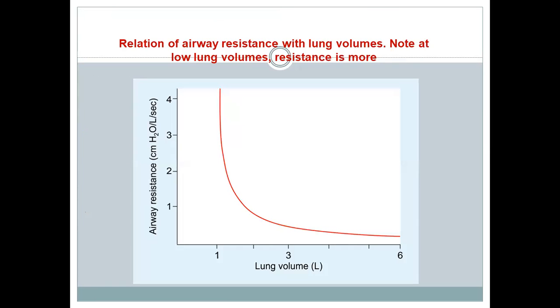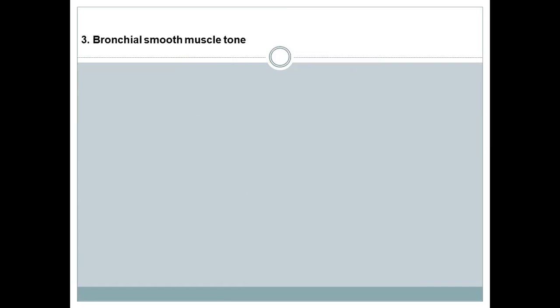This is the relation of airway resistance with lung volumes. This is a figure from Brighton. You can see that at low lung volumes the resistance is more, whereas at higher lung volumes the resistance is low, during inspiration and expiration. So you can find out the relation of this. The first factor was diameter, the second was lung volume, and the third important factor is bronchial smooth muscle tone.